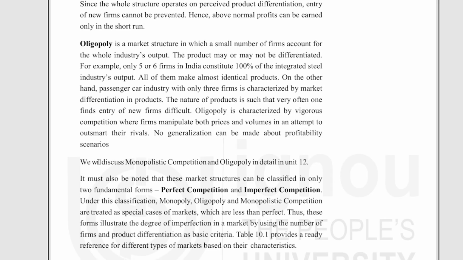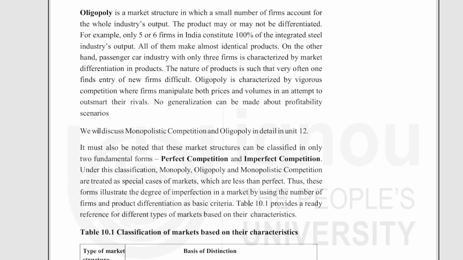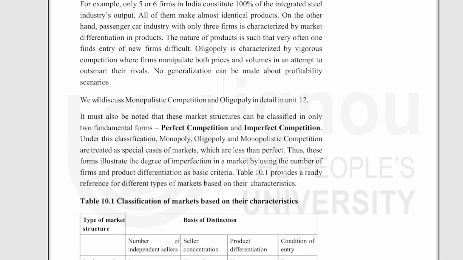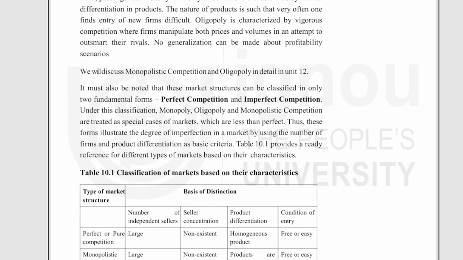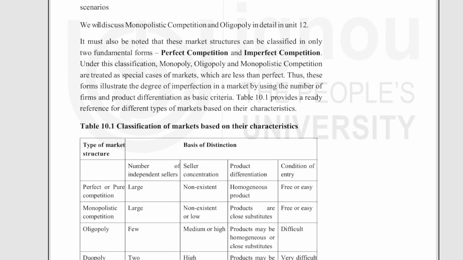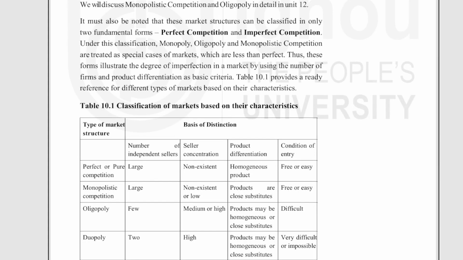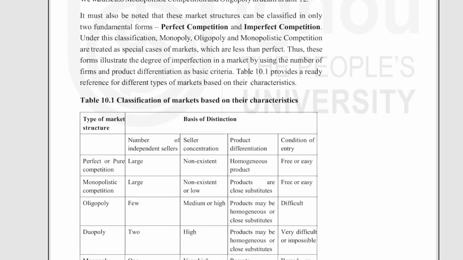Oligopoly is a market structure in which a small number of firms accounts for the whole industry output. The product may or may not be differentiated. An example is here. Please read from your study material. Okay, and it was also noted that market structure can be classified in only two fundamental forms: perfect competition and imperfect competition. Under this classification, monopoly, oligopoly, and monopolistic competition are treated as special cases of markets which are less than perfect.